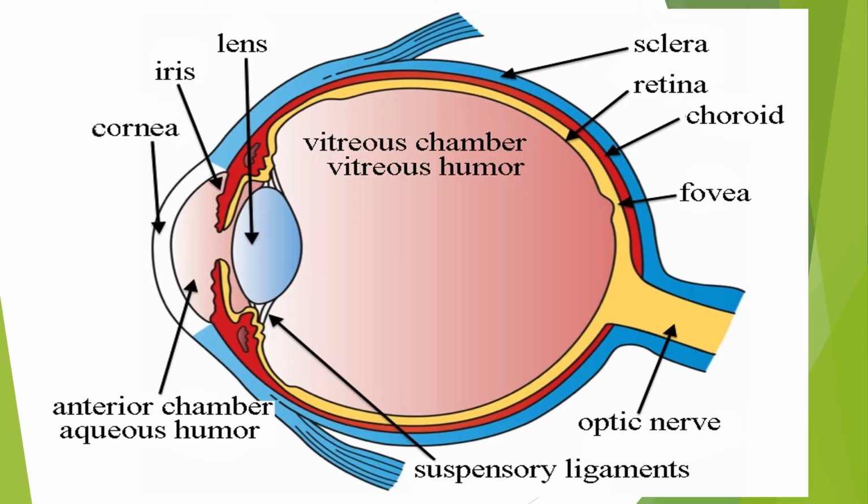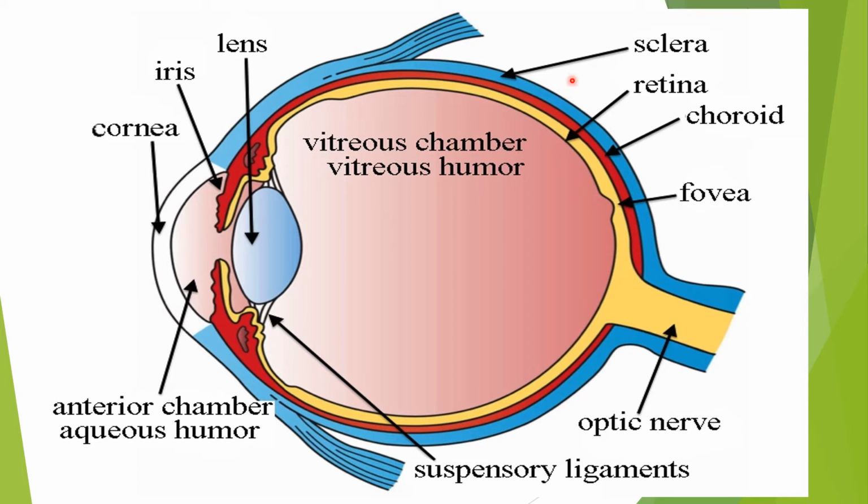Now, in order to study the detailed structure of the human eye, we first need to know that the human eyeball is made up of three layers. The outermost is the sclera, the middle is the choroid, and the innermost is the retina.